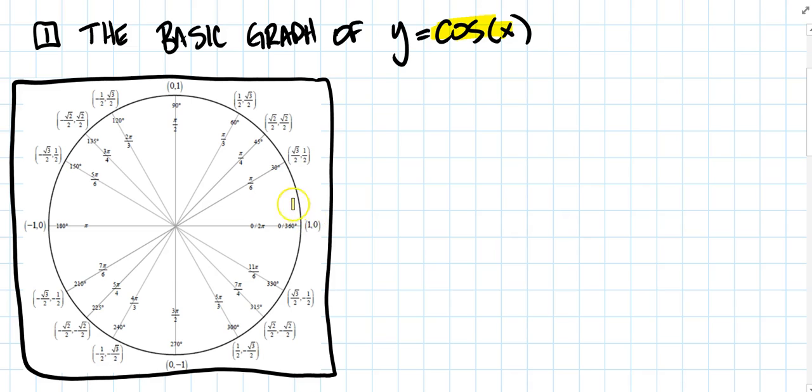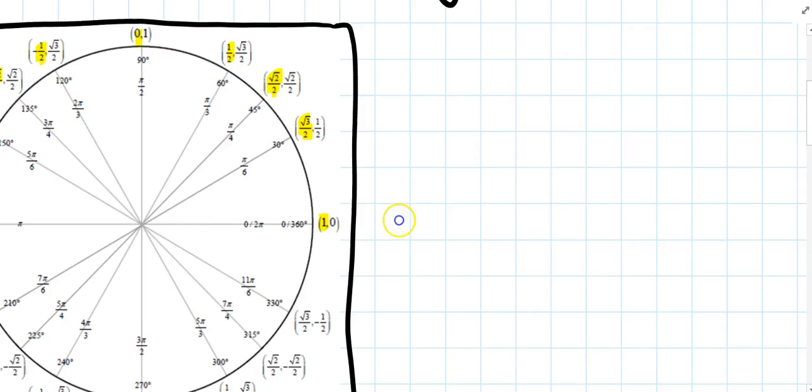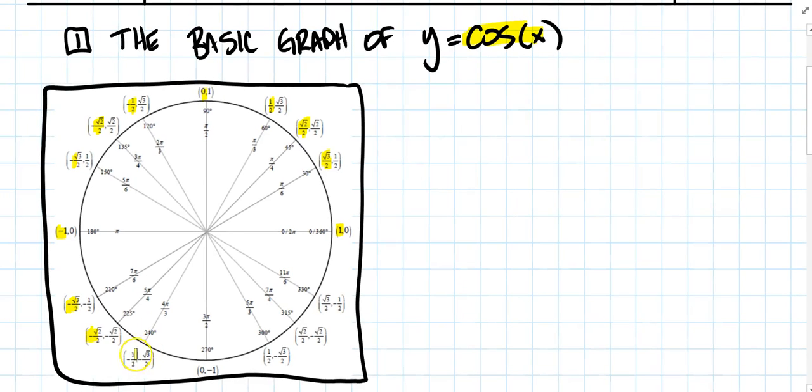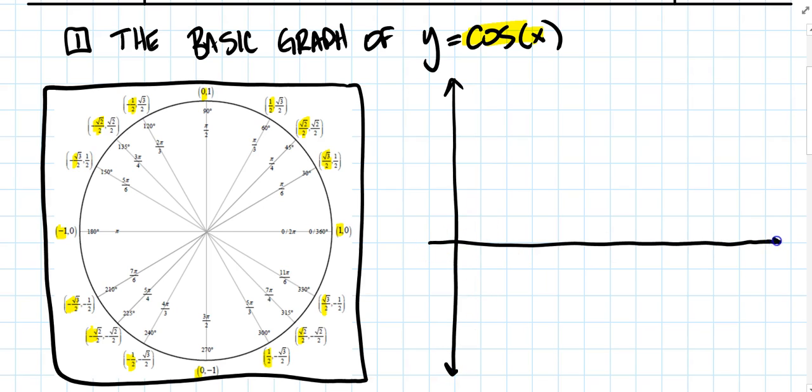So what I'm going to do is look at all of the x values. So I have a 1, I have a radical 3 over 2, I have a radical 2 over 2, 1/2, 0, negative 1/2, and then I'm going to keep going all the way around the unit circle here. I am highlighting all of the x values, and we're going to use these x values to draw the cosine curve. Now, again, this is very similar to the sine curve.